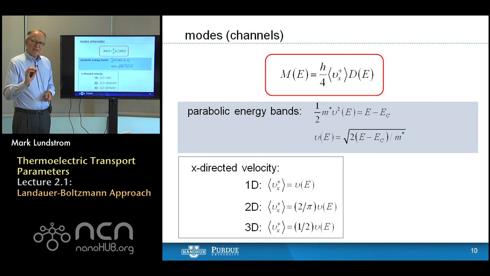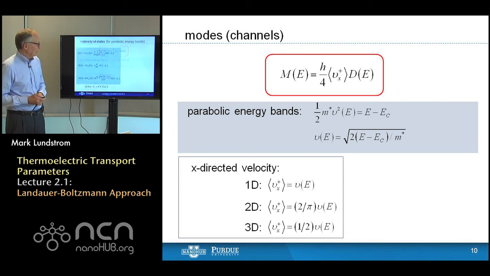Now I have to worry about the average velocity in the direction of current flow, in the direction of the resistor, the long part of the resistor. In 1D, there is only one direction. So the velocity, the average velocity in the direction of current flow is just the velocity. In 2D, I have to average over the angle in the XY plane. So the average velocity is a little less than the magnitude of the velocity. There's a factor of 2 over pi, because some of them are pointed in a direction that's more close to normal to the current flow. In 3D, the factor, when you do that angle averaging, is 1/2. Okay, so that's the average velocity in the direction of current flow.